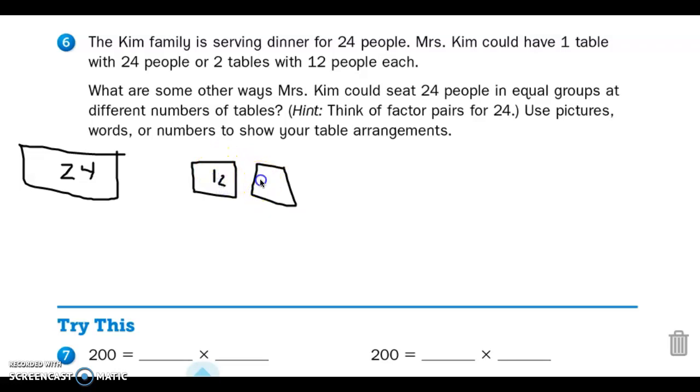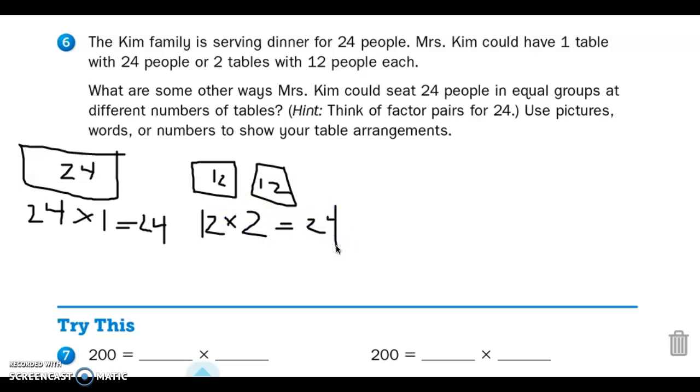12 and 12. Because let's see, 24 times 1 equals 24, and 12 times 2 equals 24.